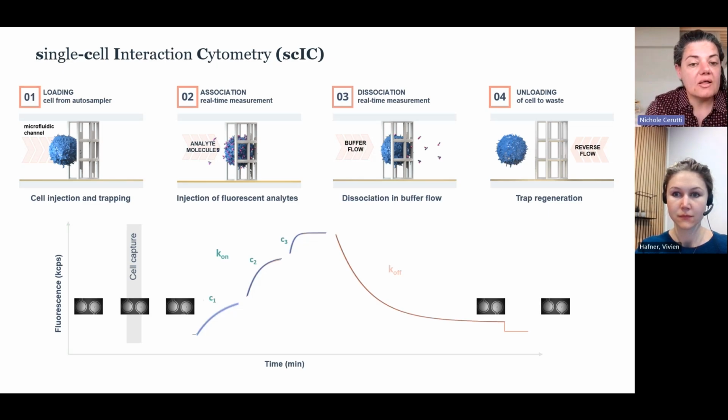So as with SPR, there's a sensorgram trace where the typical response units that you would measure in SPR are replaced here with fluorescence. But you can see here there's an increase in concentration of an analyte passed over the cells that have been captured, followed by dissociation of the analyte from the cells. The chip is then regenerated by pushing the cells out of the traps with a reverse buffer flow.